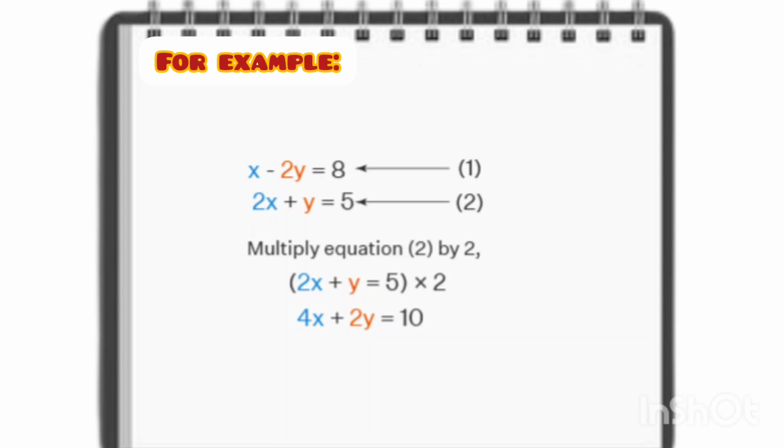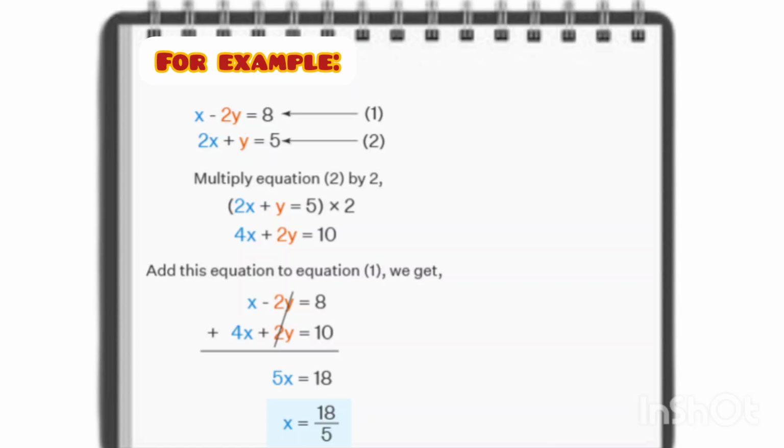In this method, it is important to ensure that both equations are in standard form, which is ax plus by equals c. Then we are going to prepare for elimination. We are going to determine which variable we want to eliminate, and then multiply one or both equations by a constant so that the coefficients of the chosen variable are opposites. Then add the two equations together. The chosen variable should cancel out, leaving a single equation with one variable.